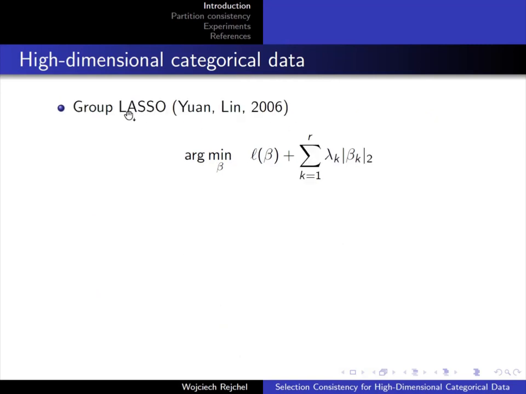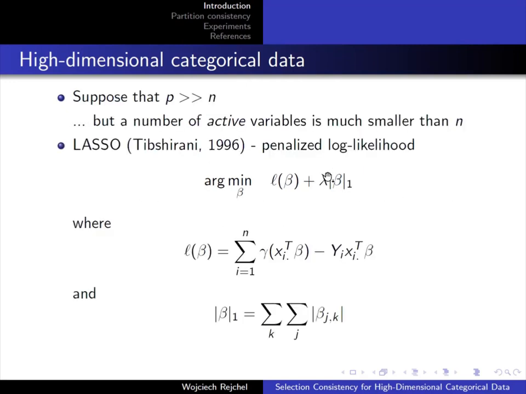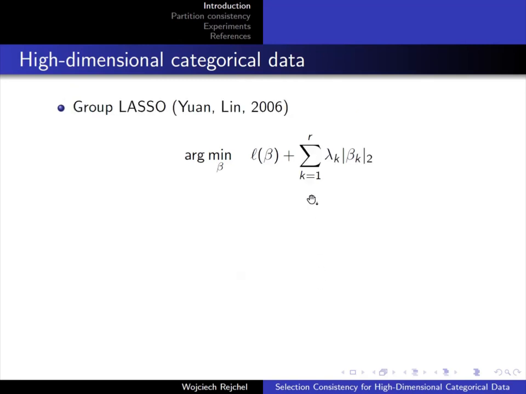And to do it, in 2006, a modification of lasso was proposed, which is called the group lasso. It is quite similar, however, with one important difference. In the lasso, there was a penalty which was the sum over k, the sum over j, and here you've got the L1 norm. Here you have the sum over k, but you've got the second norm over the whole subvector beta k, which corresponds to your factor.